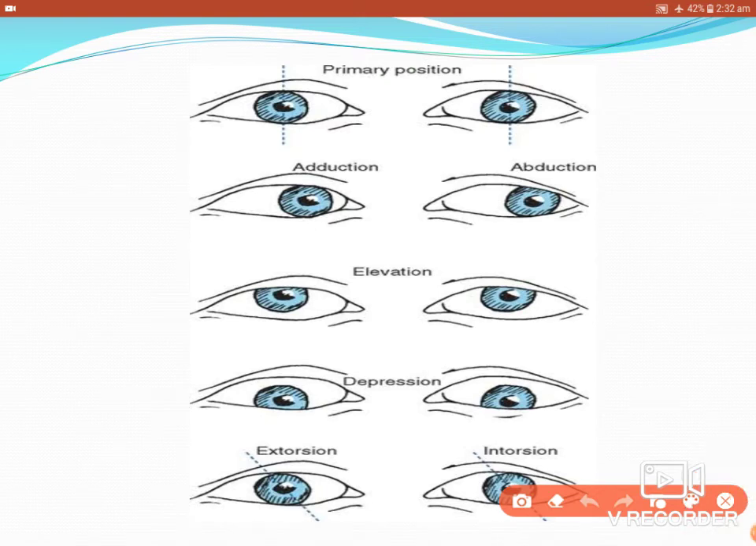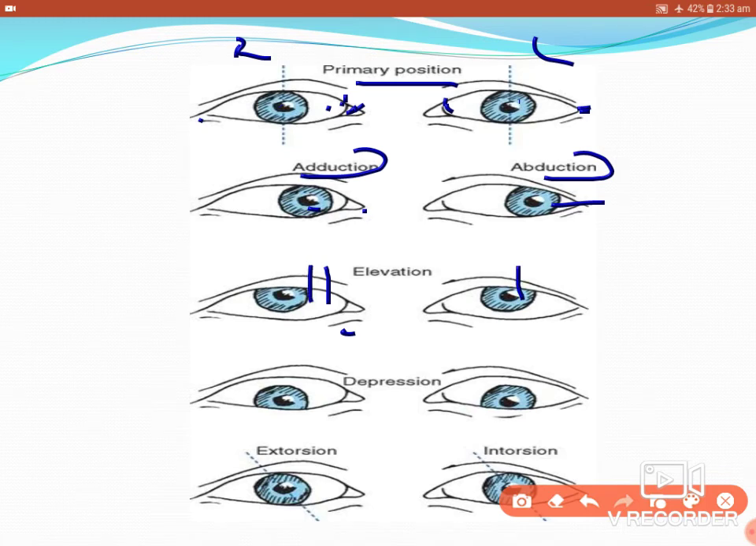Here this is the right eye, this one is the left. Here this is the medial angle, this is the medial angle, this is the lateral angle. Here you can see the lacus lacrimalis, the triangular area of the medial angle. This is the primary position. Here this is the center. Then here the pupil moves medially, this is the adduction. Here laterally, that is the abduction. Here the pupil moves upwards, this is the elevation. Here the pupil moves downwards, this is the depression.